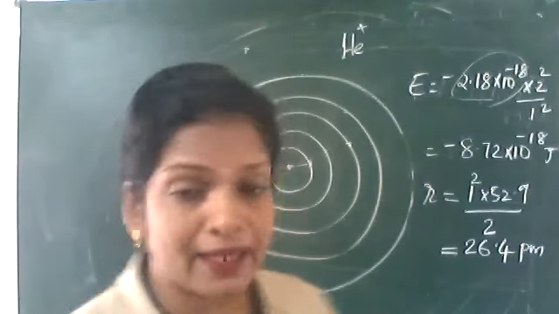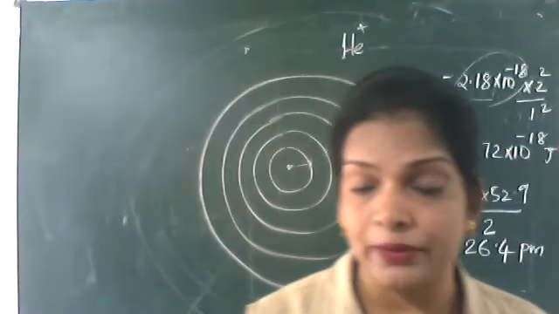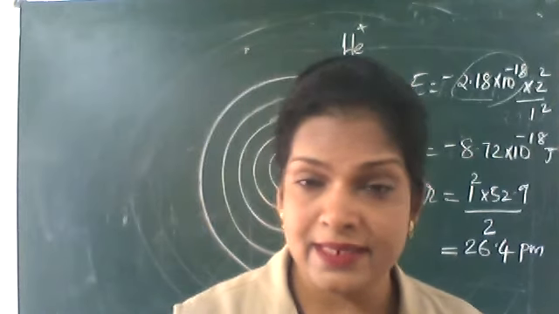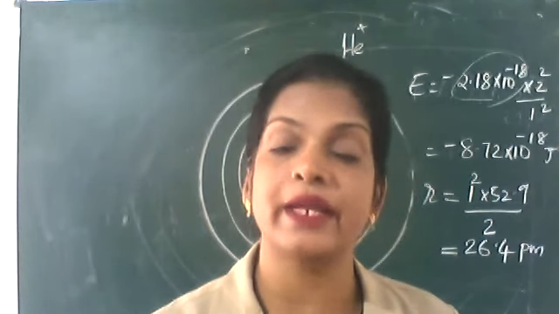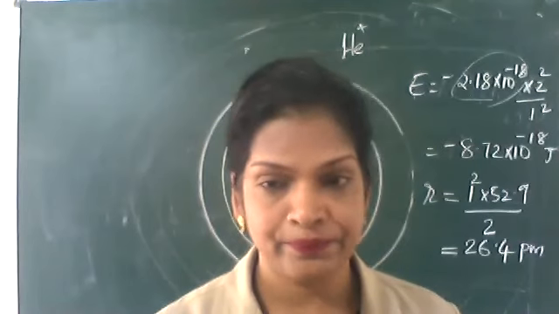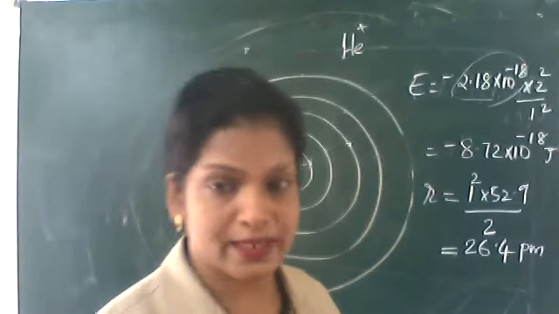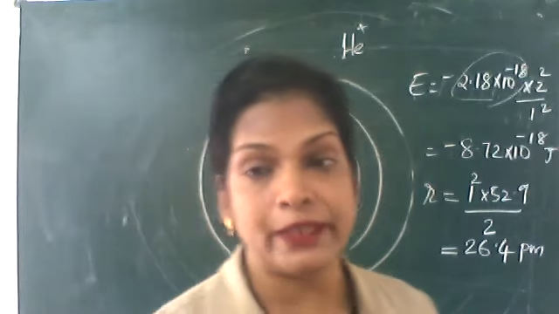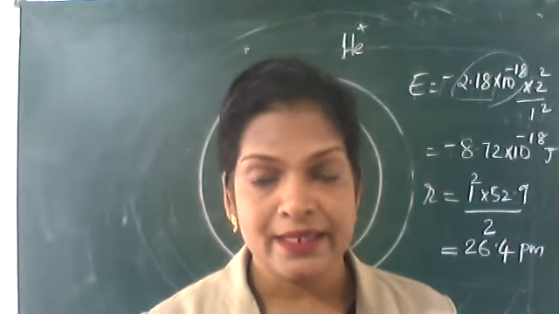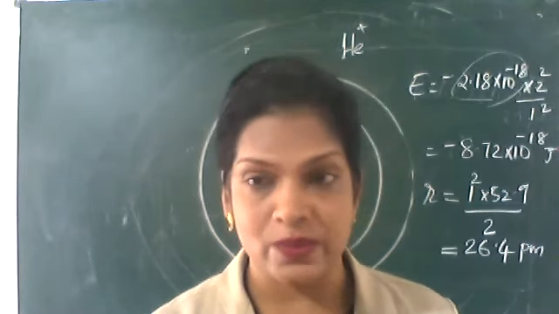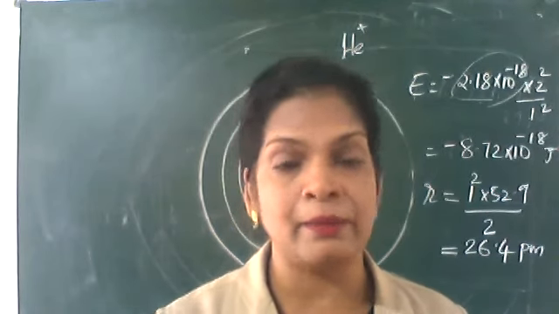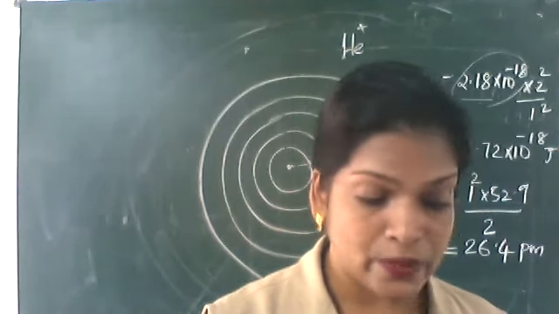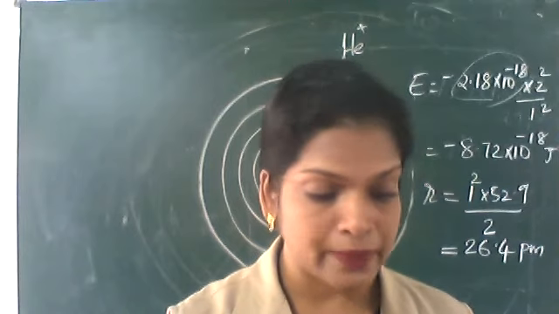Okay, that's about energy, and these two equations you have to learn by heart. That is the radius equation: radius is equal to n square a naught upon Z. And E value is minus 2.18 into 10 to the power minus 18 Z square upon n square. Z square means atomic number square, upon n square, that is orbit number square.